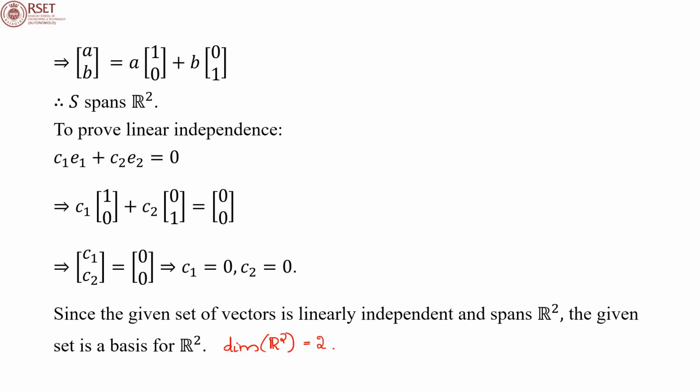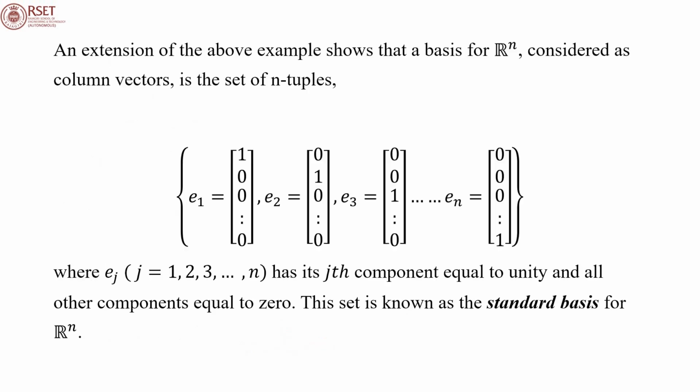Now my question is, is the basis for a vector space unique? That is, we know that {(1, 0), (0, 1)} is a basis for R2. Does there exist any other basis for R2? Does there exist any other set which spans R2 and which is linearly independent? The next question gives an answer for that.